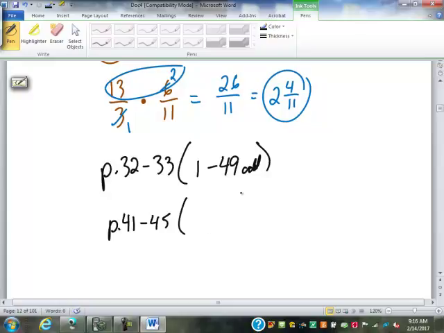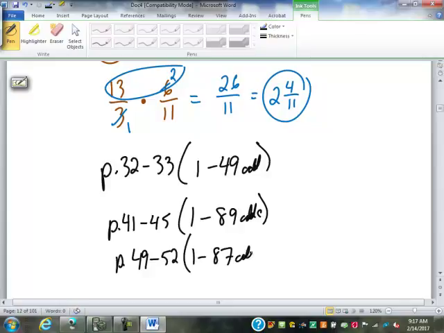Okay, so in your book, page 32 through 33, 1 through 49, the odds. Page 41 to 45, 1 through 89, the odds. And page 49 through 52, 1 through 87, the odds. I do not expect you to go home and do 107 problems tonight.